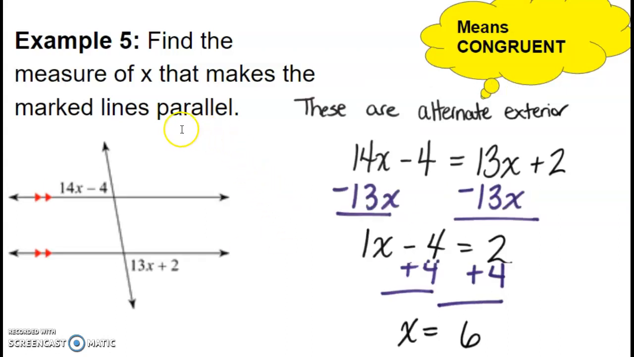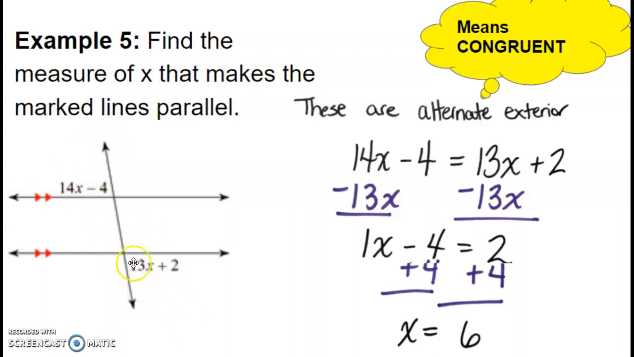All right. What do we got here? Find the measure of x that makes the marked lines parallel. Okay, parallel lines. A transversal. Now where are our angles that we're considering? Okay, we are on the outside of the parallel lines now, right? Outside of the parallel lines.